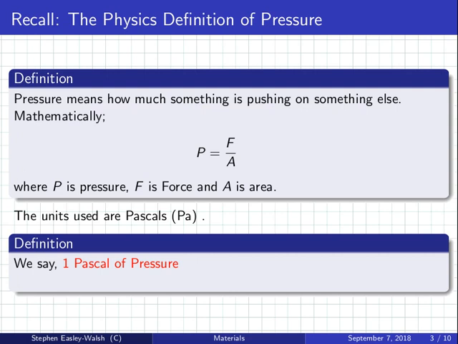Now, we also say that 1 Pascal is the same as, what's another unit for Pascal? Do we not remember? A Pascal is the same as a... Nearly, you left one word out. Newton per meter squared. Yeah.